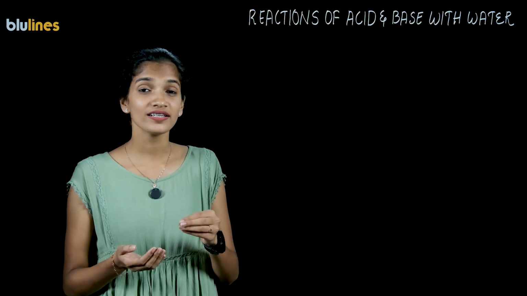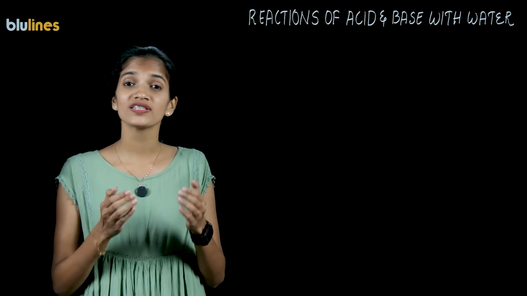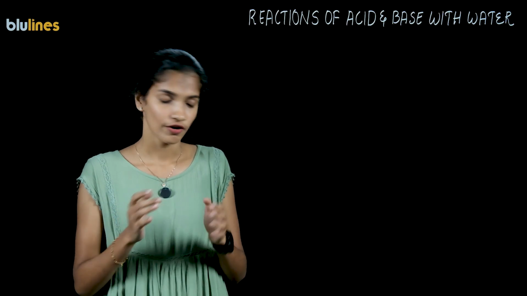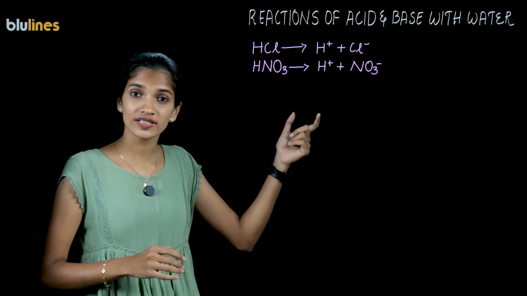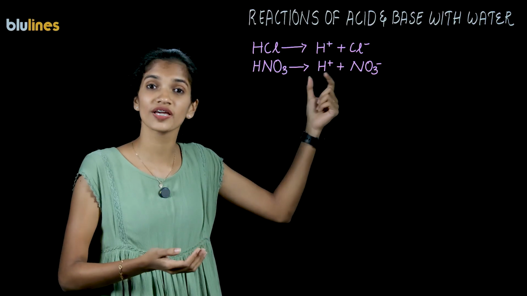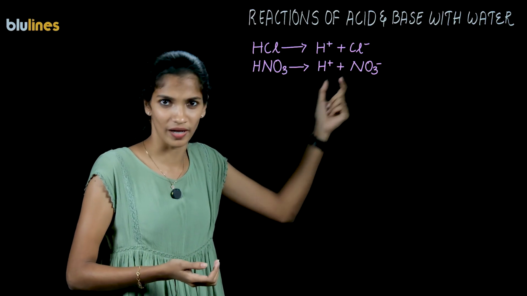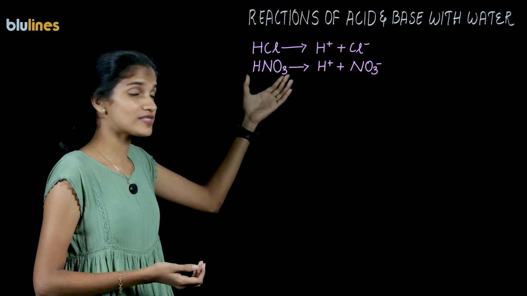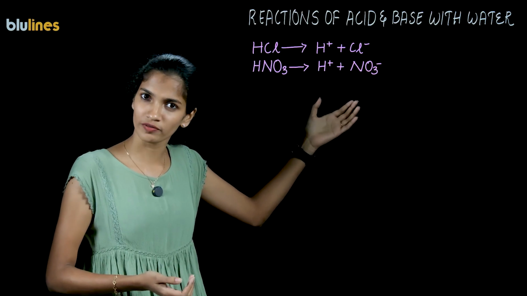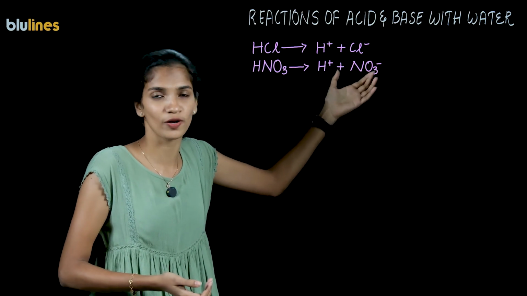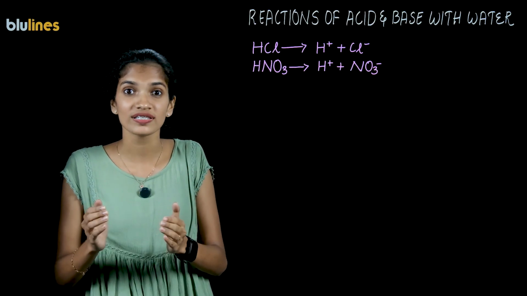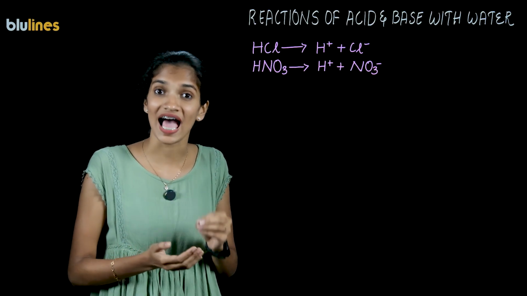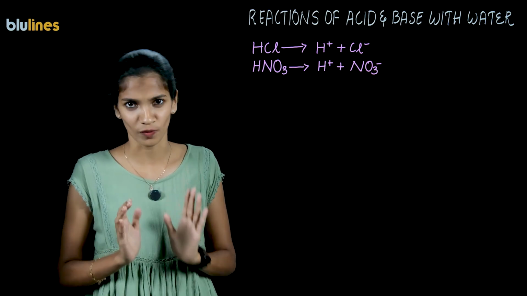Whenever an acid is dissolved in water, it dissociates to give us ions. For example, HCl, hydrochloric acid, when dissolved in water, dissociates to give H+ and Cl- ions. Similarly, HNO3, nitric acid, when dissolved in water, gives us H+ and NO3- ions. This dissociation of ions is what happens when an acid is reacted with water.